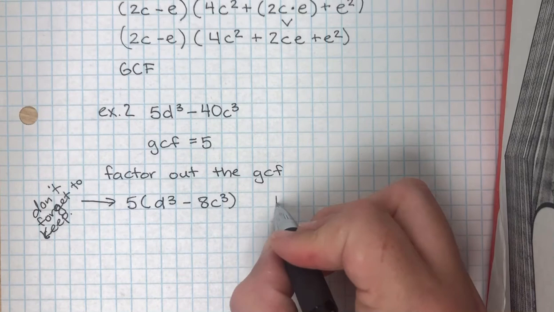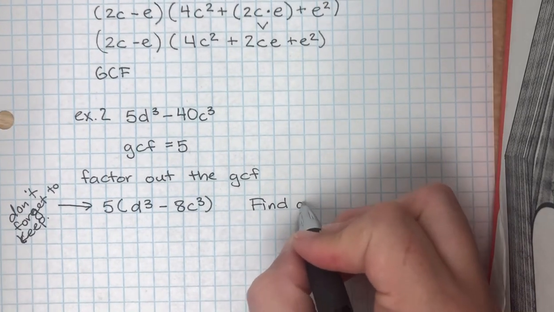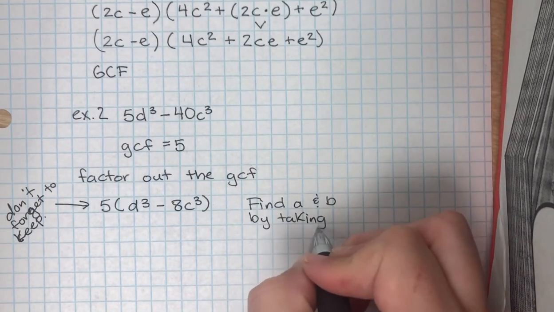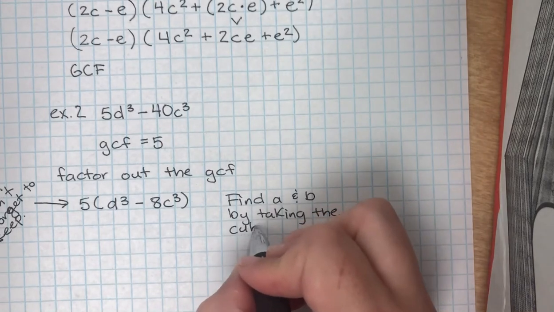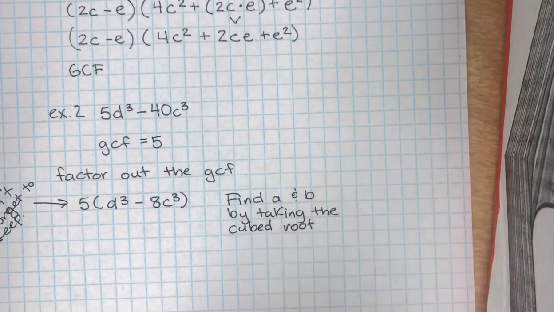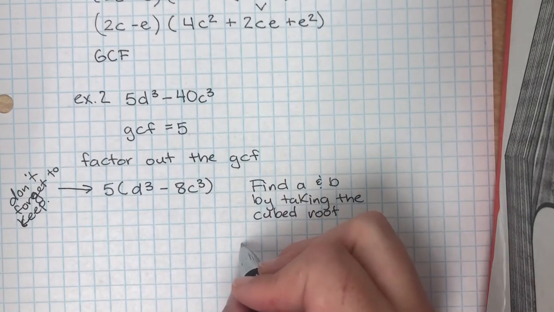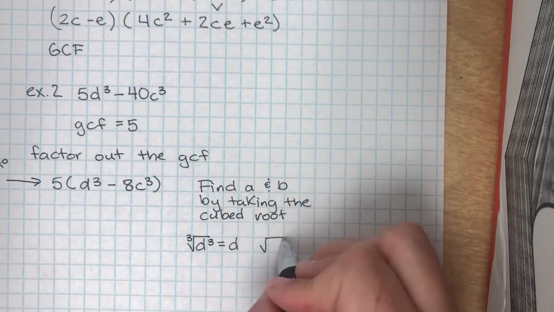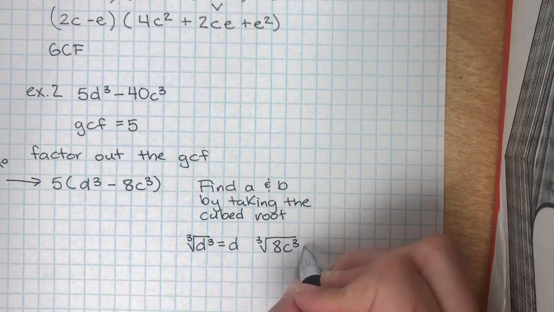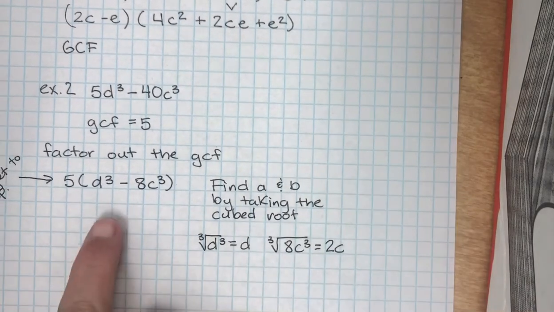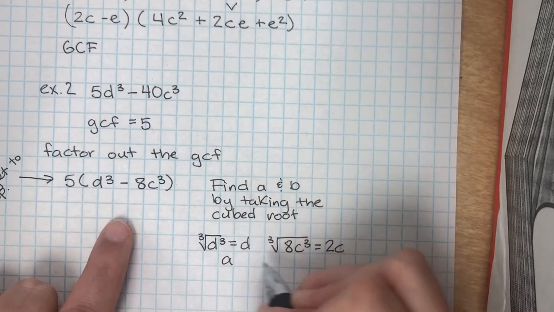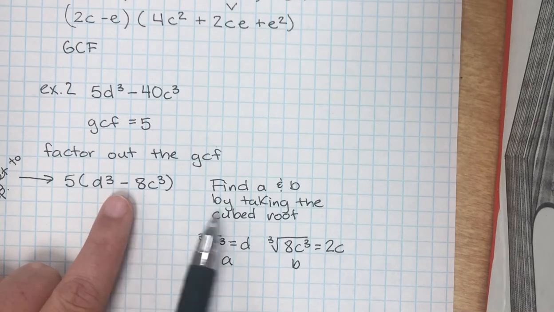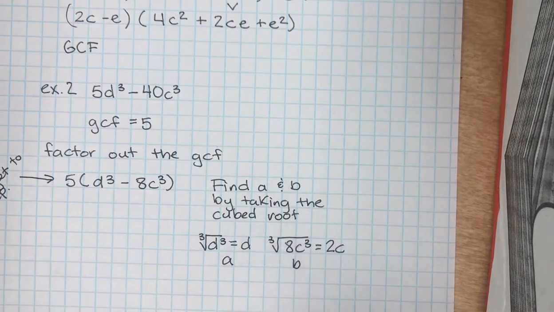Again, I'm going to find A and B by taking the cube root. All right, so the cube root of d to the third is just going to equal d, and the cube root of 8c to the third is equal to 2c. And remember, I'm going to label these A and B for the formula. Remember, this negative right here will not be going into the equation, okay?